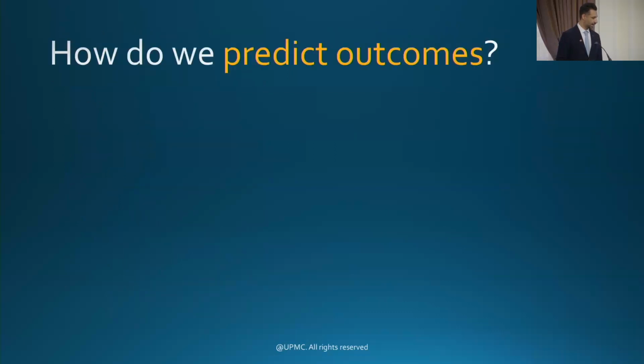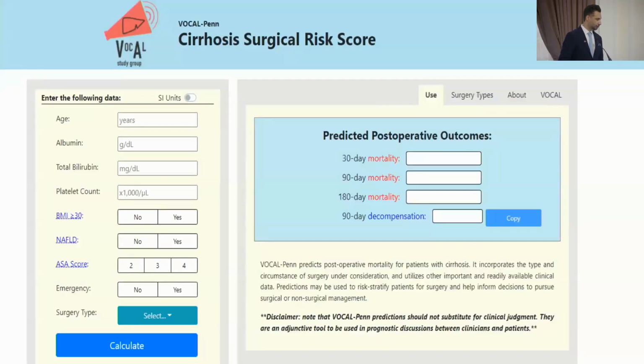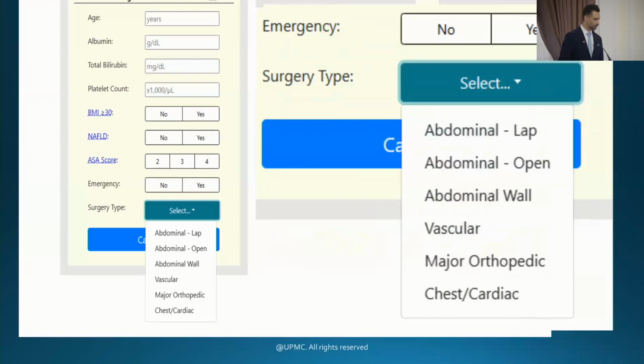How do we predict outcomes or risk assess? The two most commonly employed risk calculators are the Mayo MELD risk assessment, which incorporates the MELD score, plus the patient's etiology of cirrhosis, ASA score, and age, and the relatively newer Penn VOCAL score. These scores definitely have their place, but as you can see, they don't allow an input for transplantation and honestly are useless when it comes to predicting transplant outcomes.